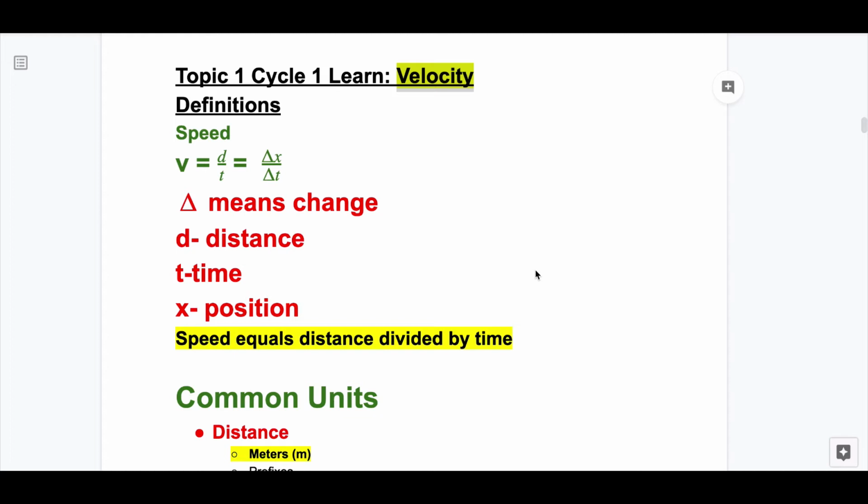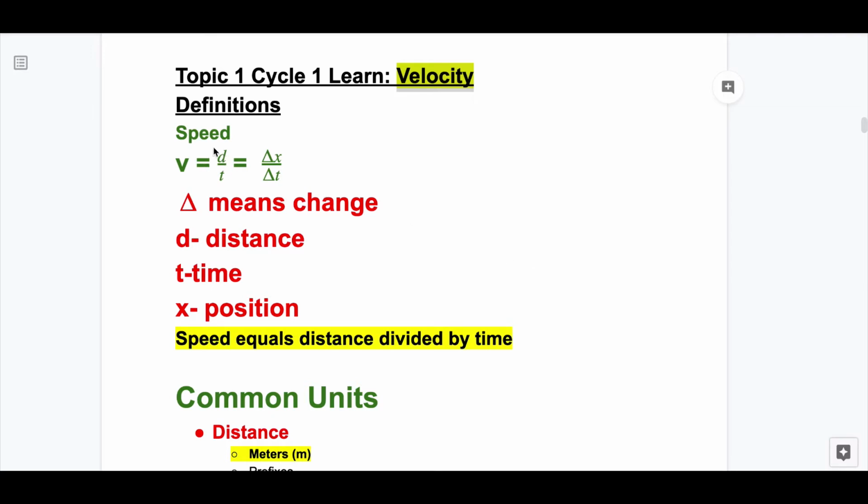So this is our topic 1, cycle 1 learn lesson, following up the Motion Man PhET simulation that we did today in class. So let's talk about a couple of definitions that we were investigating. Speed. Speed is distance over time.